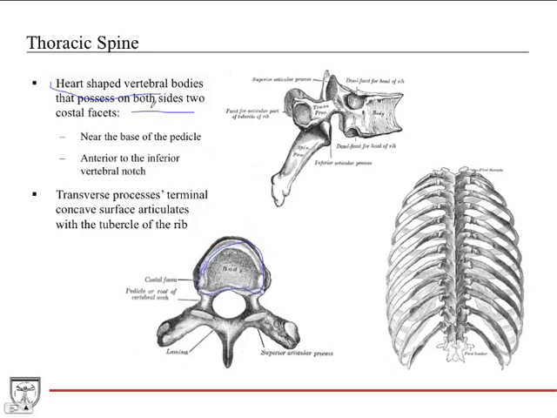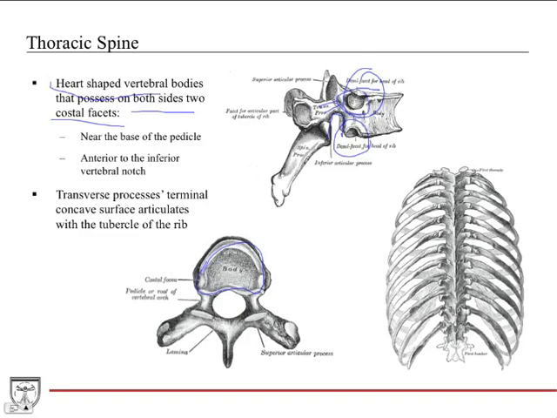And then on both sides you have two costal facets. That's here and here, and costal is another word for rib, so these are articulation points for the ribs. You can see the ribs here articulating with the thoracic vertebrae. This is what forms that junction. Now, they're near the base of the pedicle, which is right here. So that's one of them. Then the other one is anterior to the inferior vertebral notch, which is formed by the pedicle and then the vertebral body here.